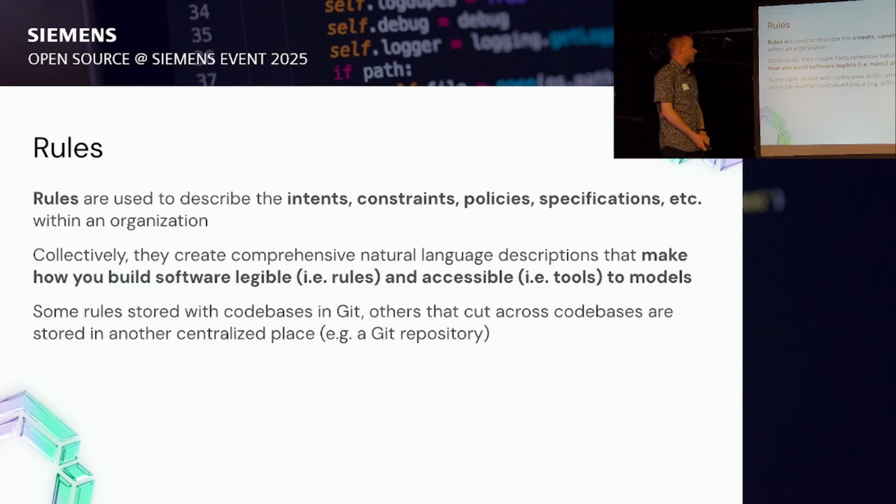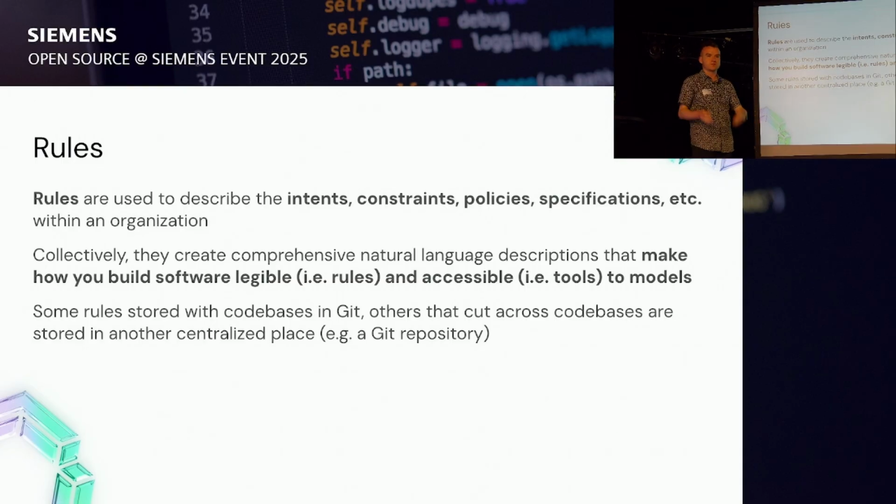Collectively, if you think about what all these rules are, they're natural language descriptions about how you make software. By creating them, you make your software development process legible so that the models are able to leverage it when they come up with a solution, but also accessible in the form of tools, where they can actually go and take an action or retrieve data, because that's a critical part of the software development process.